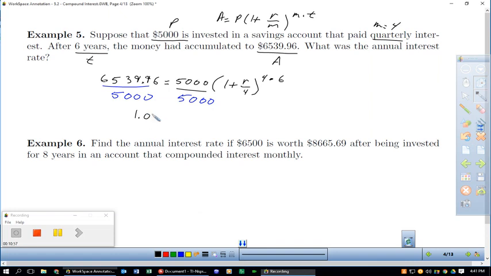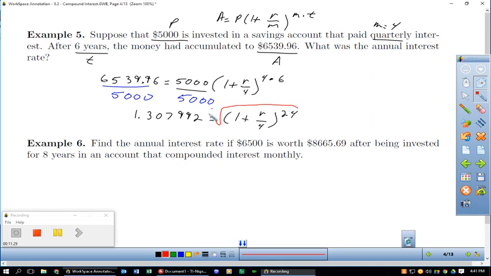And I'm not going to round in my calculator, but I am going to round on paper. Use the exact value in your calculator. That way you don't lose any of the information. So 1.307992 equals 1 plus R over 4 to the 24. Now next we need to get rid of this 24 in the exponent, so we will take the 24th root.